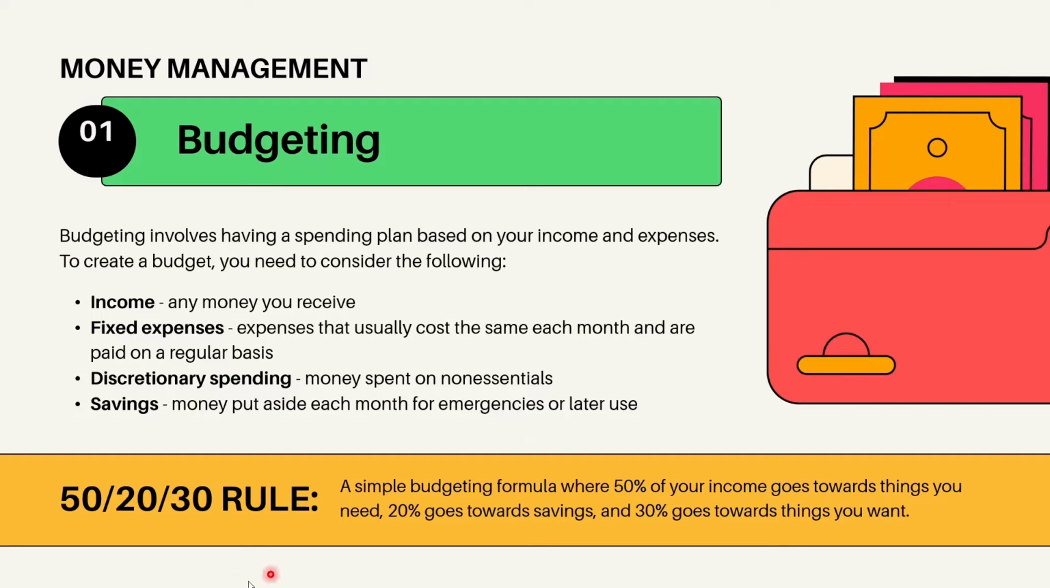So the rule I would like to recommend, which most financial experts recommend, is the 50, 20 and 30 rule. This is a simple budgeting formula where 50% of your income goes towards the things you need. This is the essential part, the 50% of income you need to spend every month on the things you really need. And 20% goes towards your savings as specified already. And 30% goes towards the things you want.